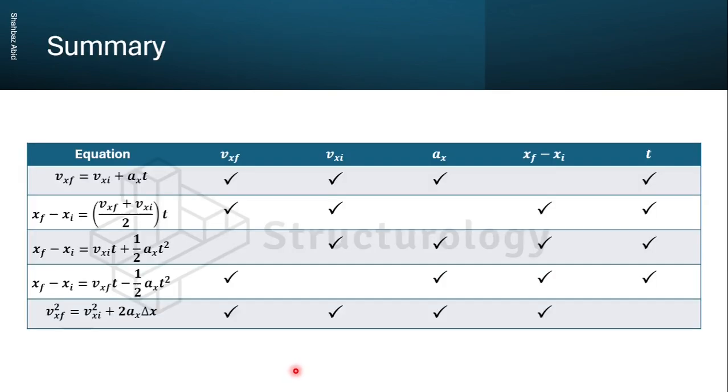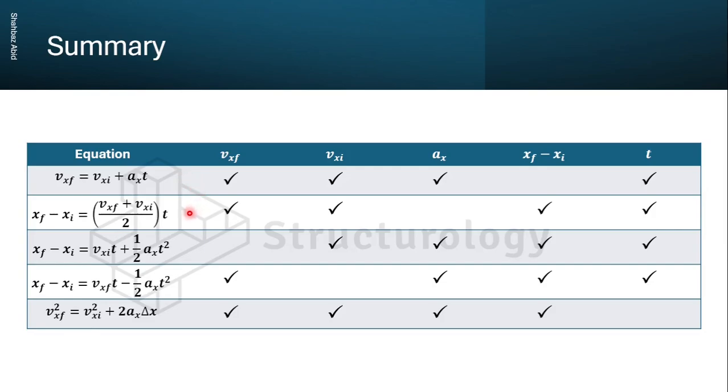To summarize all the equations of motion which we derived, let us see each equation one by one. In the first equation of motion, we have final velocity as a variable, initial velocity as a variable, acceleration as a variable, and time as a variable. It does not depend on the displacement. So if I have any three of these variables, I can get the fourth one from this equation.